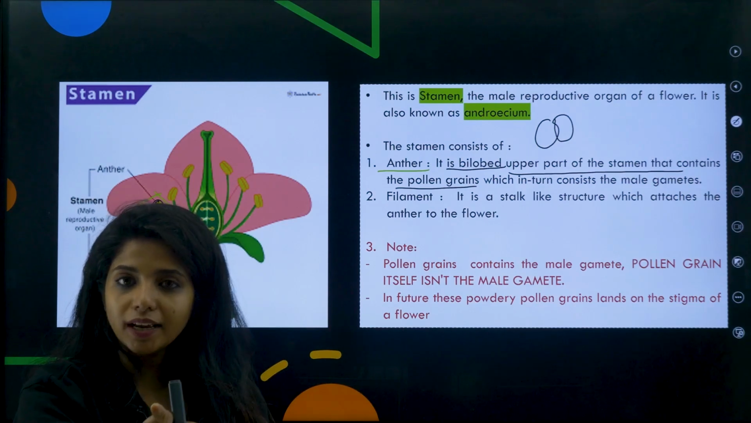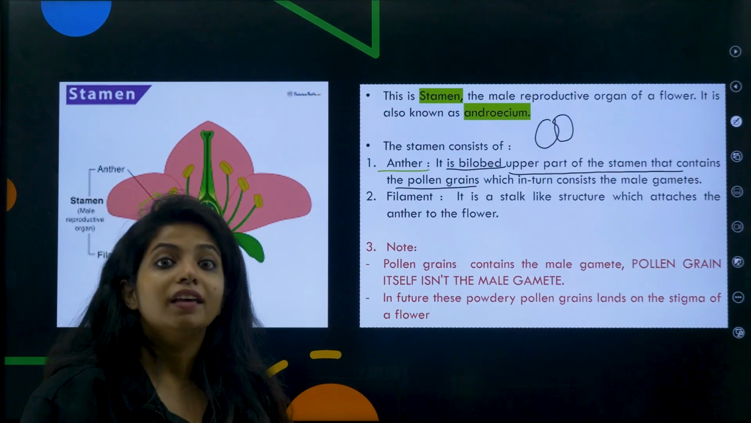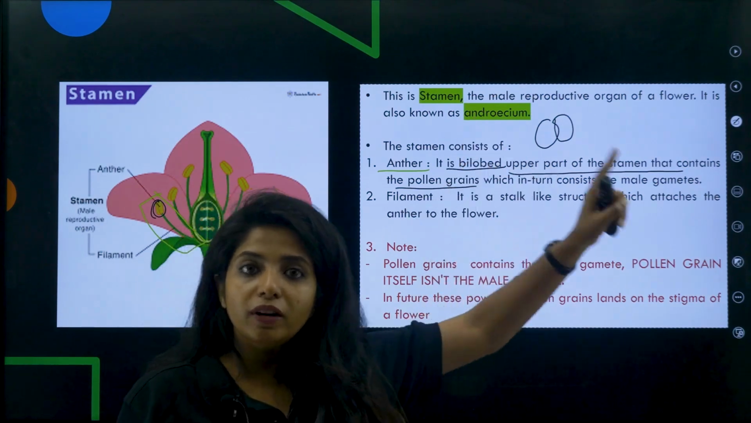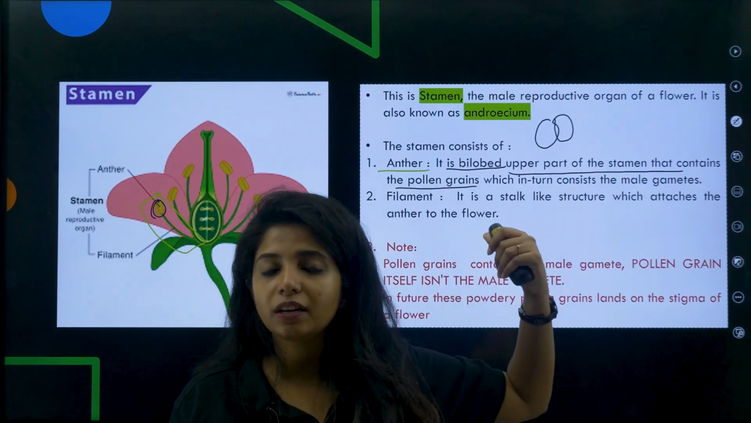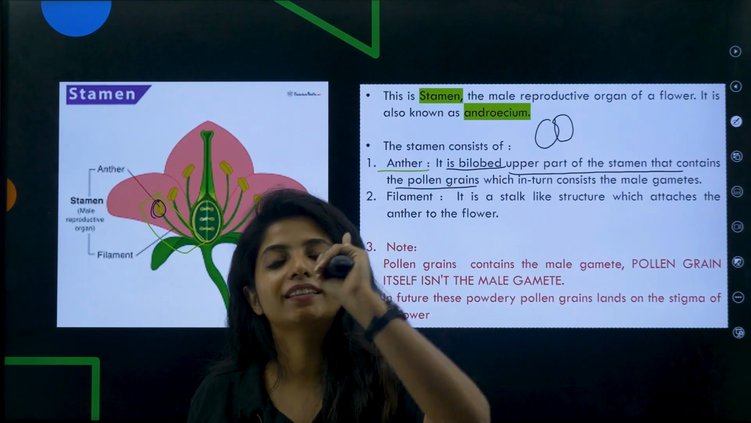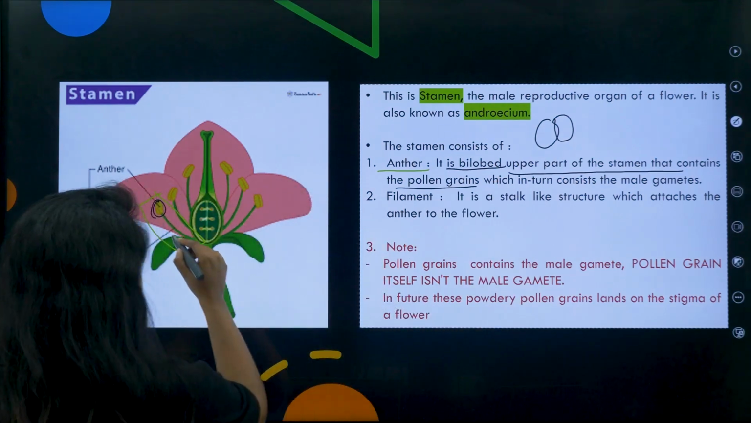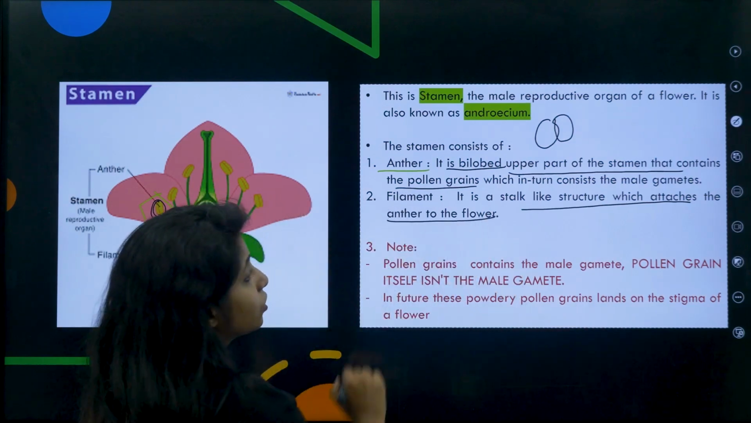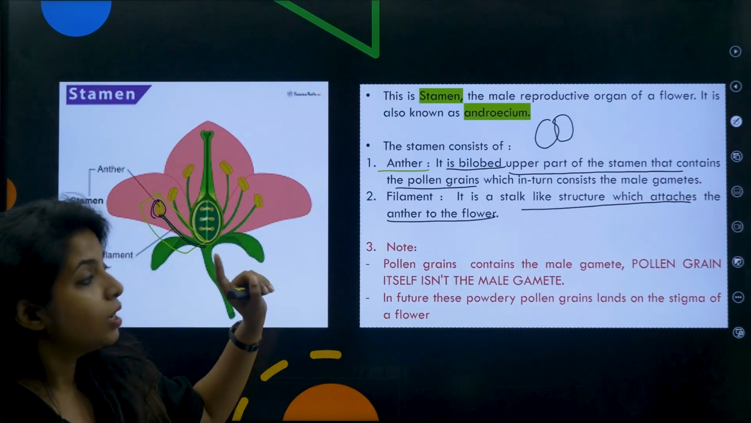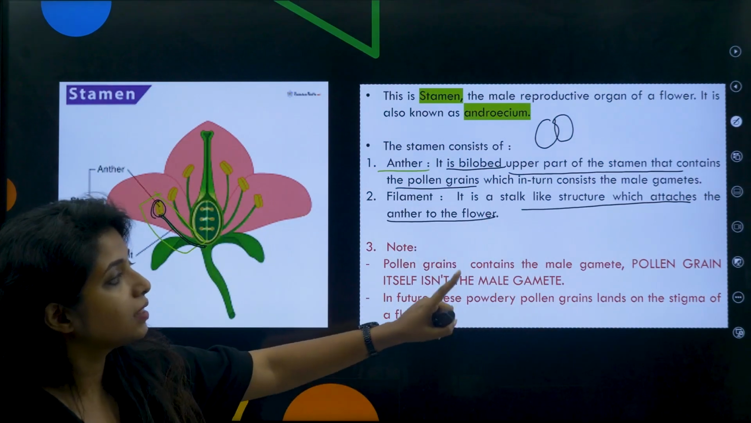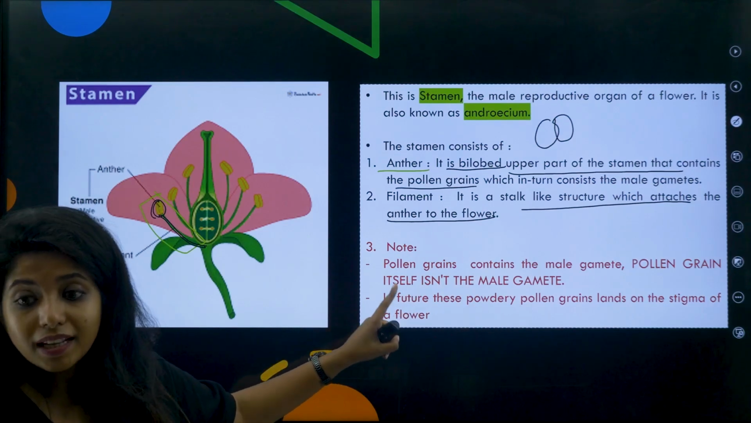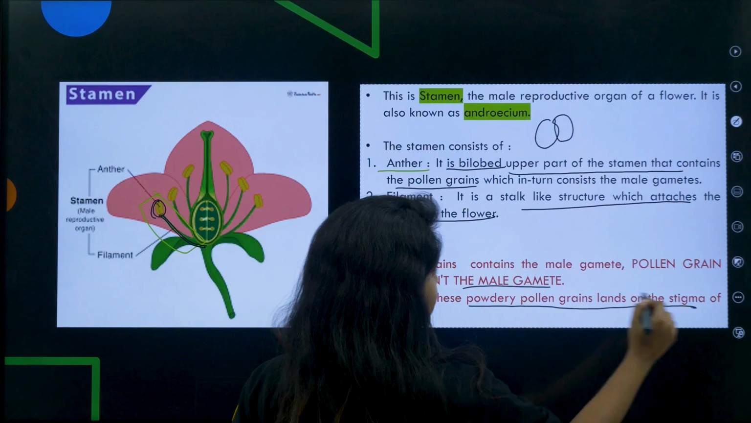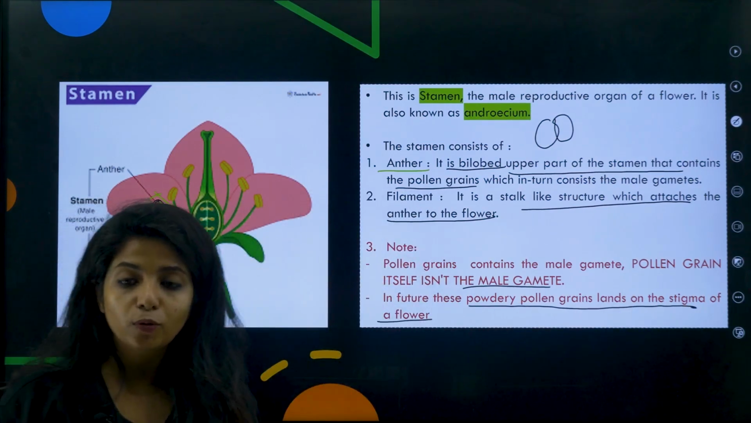Okay, now pollen grains, are they the male gamete? No. Here pollen grains will be containing what, children? The male gamete. Similar to that, ovary, ovule, and the female gamete. Similar here, anther, pollen grains, and the male gametes. Filament is this particular structure, which is a stalk-like structure which attaches anther to the flower, which is over here. Please note, pollen grains contain the male gamete. Pollen grain itself is not the male gamete. In future, this powdery pollen grains lands on the stigma of the flower to form the pollen tube.